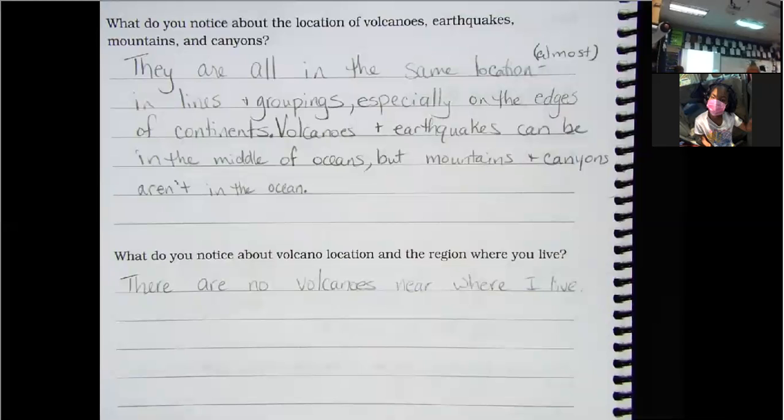Okay. We also need to make facts as evidence of what? No, not erosion, but not weathering. Earthquakes. How about we do it on this one?